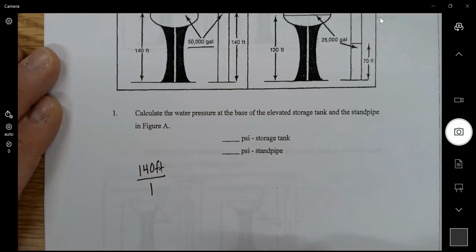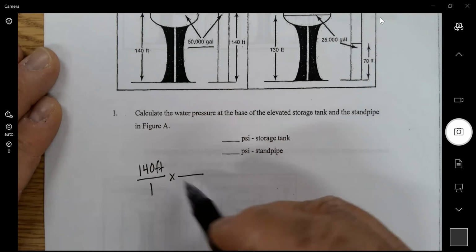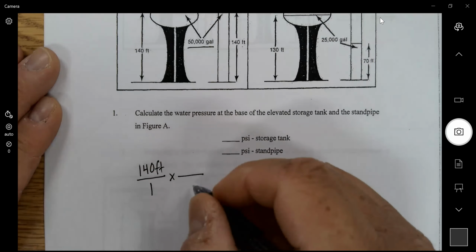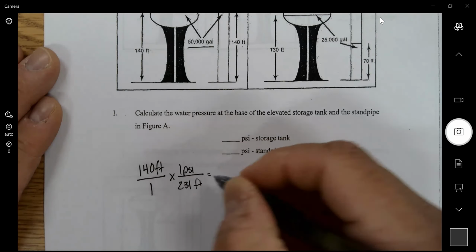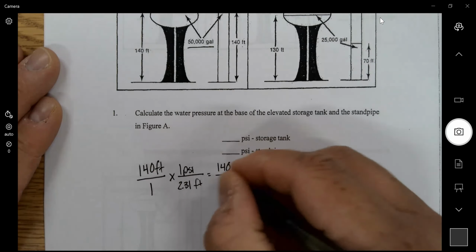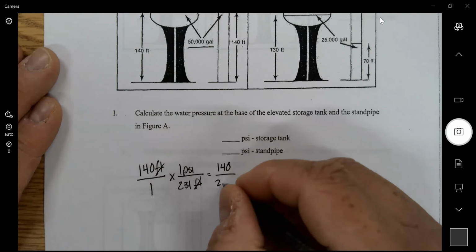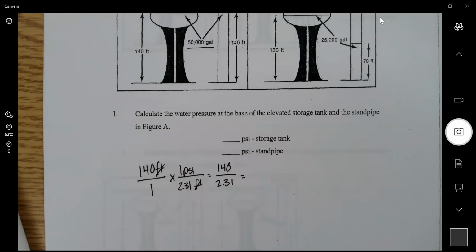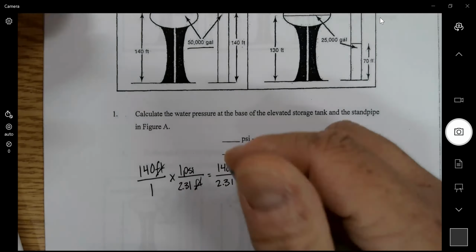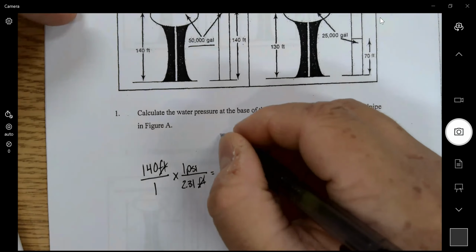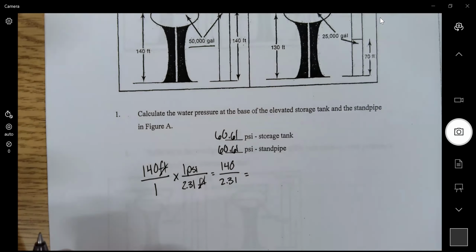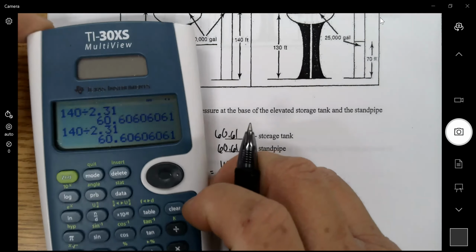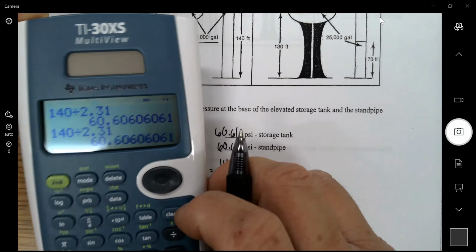So I'm going to start with 140 feet. The feet are on the top, so where do they need to be to cancel? Down here. And 1 PSI up top. So 140 divided by 2.31, feet cancel, equals 60.61. Round to the second decimal place here, as you can see it.